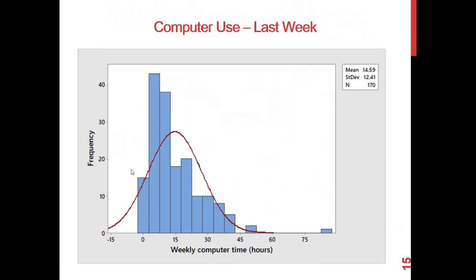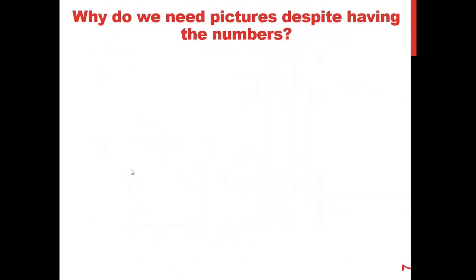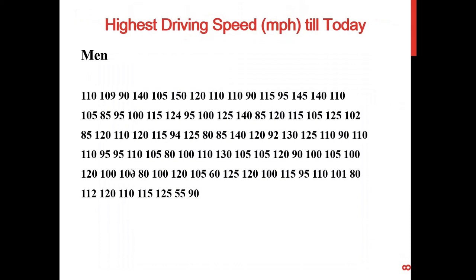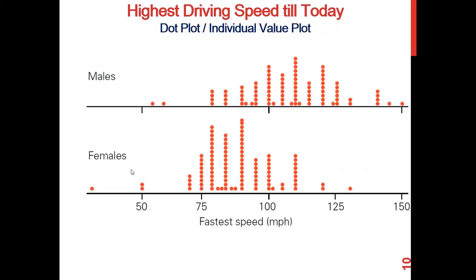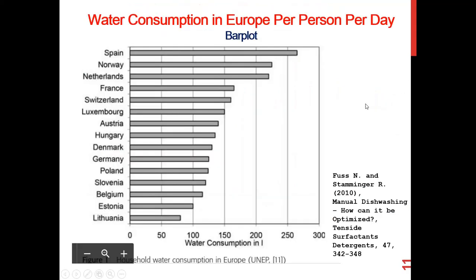So let me revise what all charts we have seen. When we have simply some numbers, we can draw what is known as a dot plot or individual value plot, which will give us some idea about the spread of the data. We also saw it can give us some patterns. For example, there are hardly any females driving above this speed but many males driving above this speed, etc.